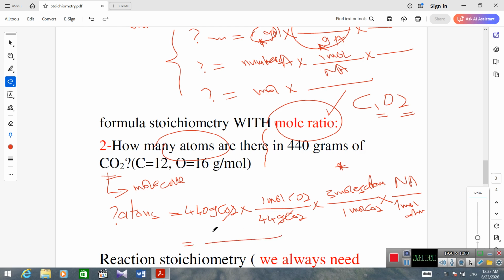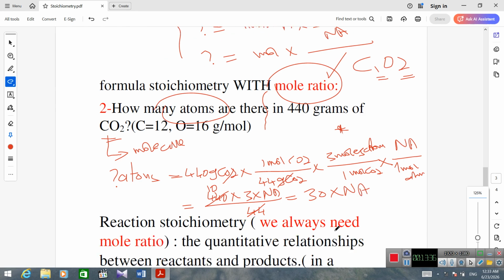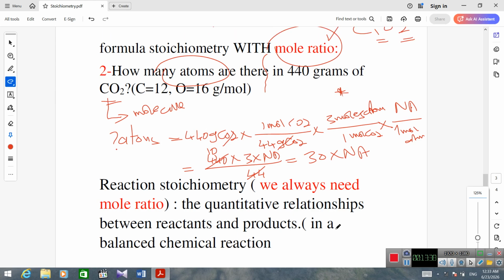And finally, the numbers on the top of the fractions, 440 multiplied by 3 and Avogadro's number, and 44, and we can simplify, and the final answer is 30 multiplied by Avogadro's number. In this case, using the mole ratio was necessary, and this point is so important.